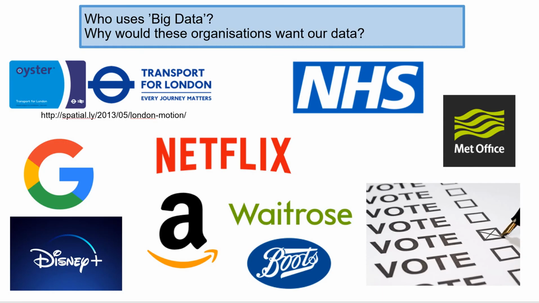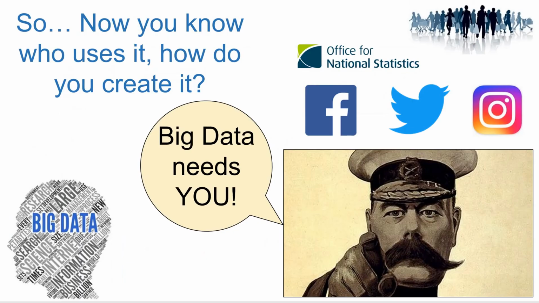Same with other areas, so Netflix will recommend other things for you to watch. Disney Plus will do exactly the same. Google will try and preempt what you are going to ask it. Amazon will try and recommend different products to you also. So I want you to now consider why this big data is important and who it might be important to.